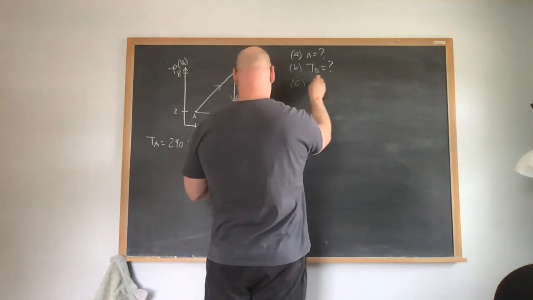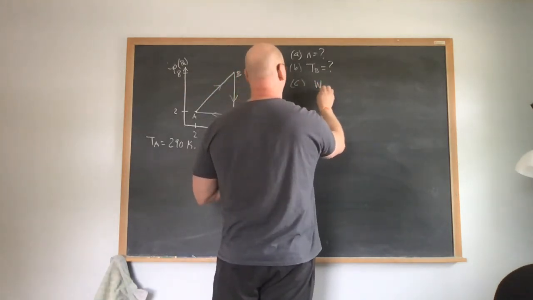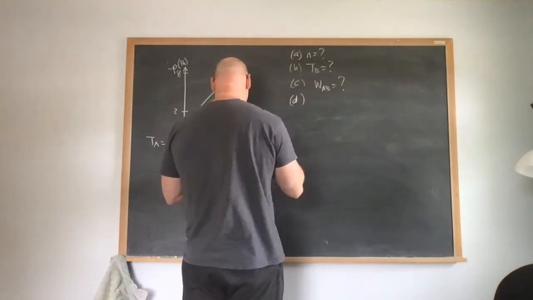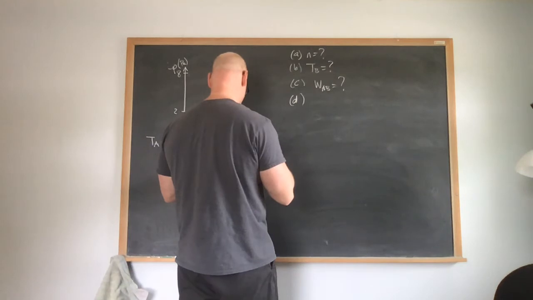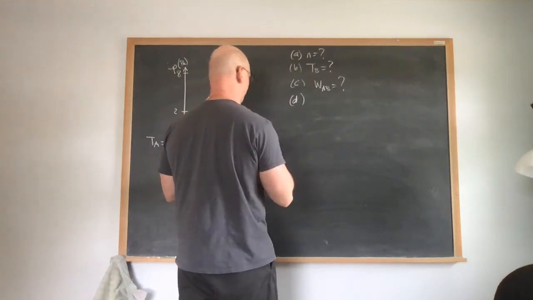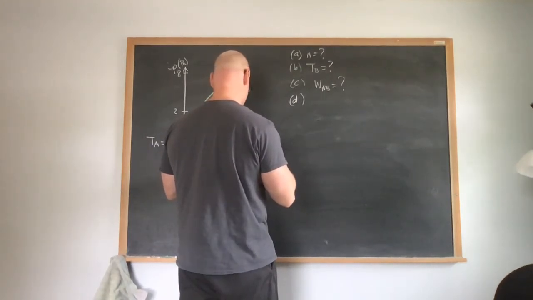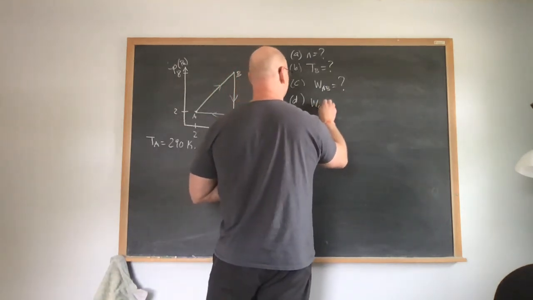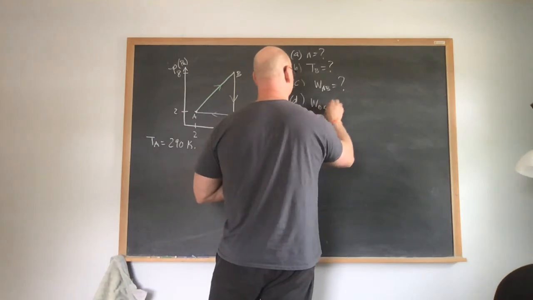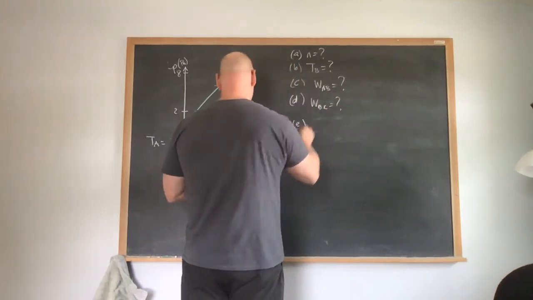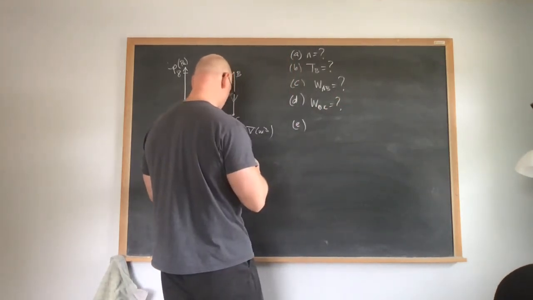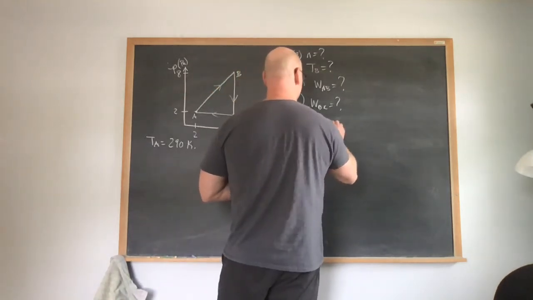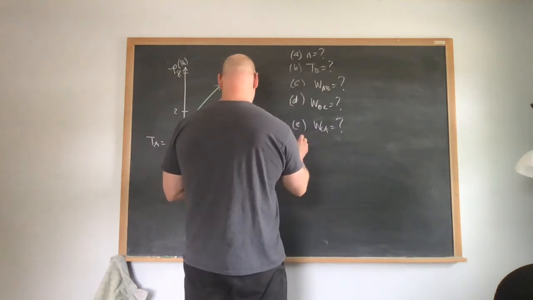Part C, what I want to know then is what is the work going from A to B in this case. Part D, then what I want to know is what is the work going from B to C? That's part D. Part E, we want to know what is the work done going from C to A. So what's the work going from C to A?